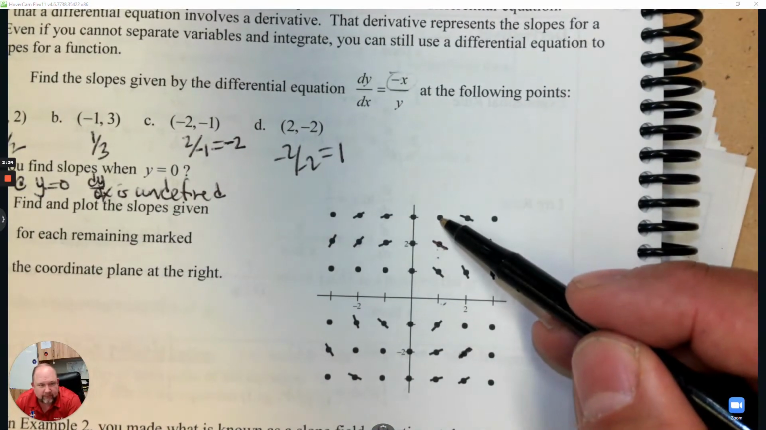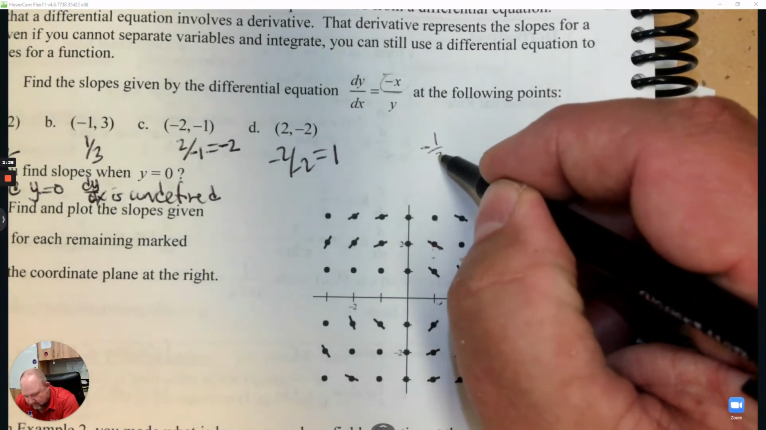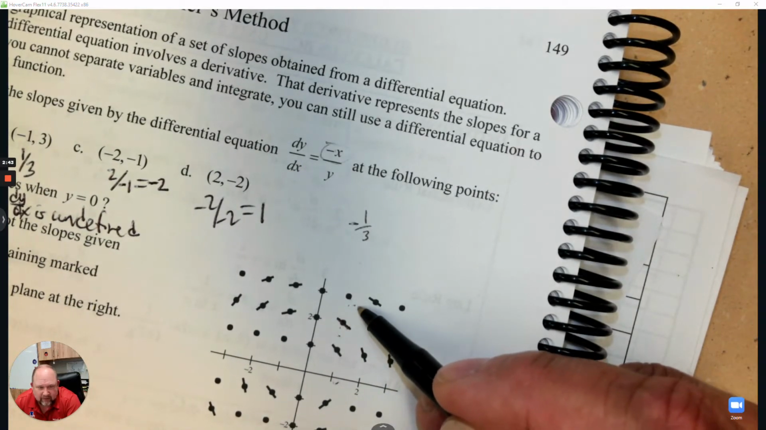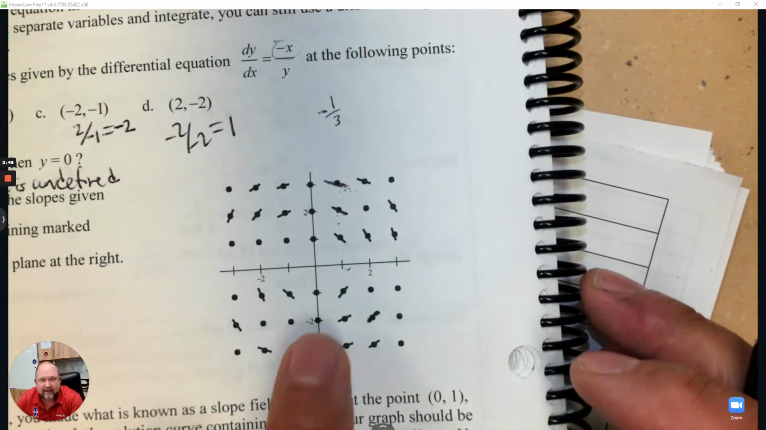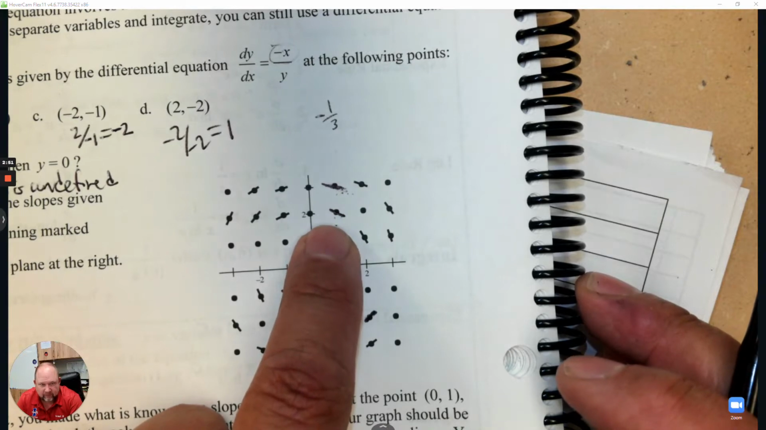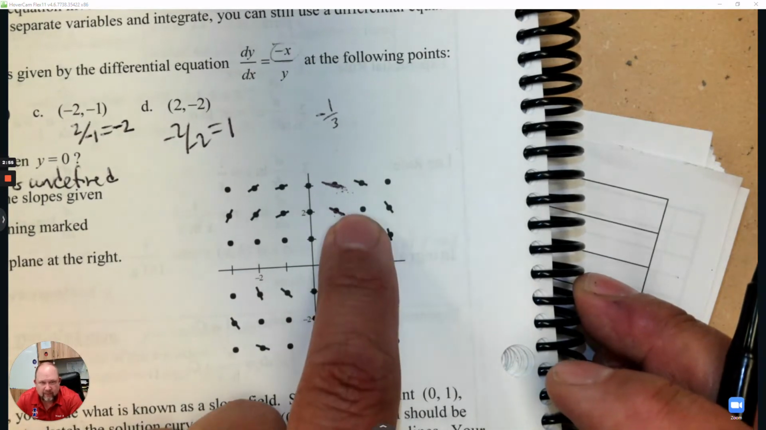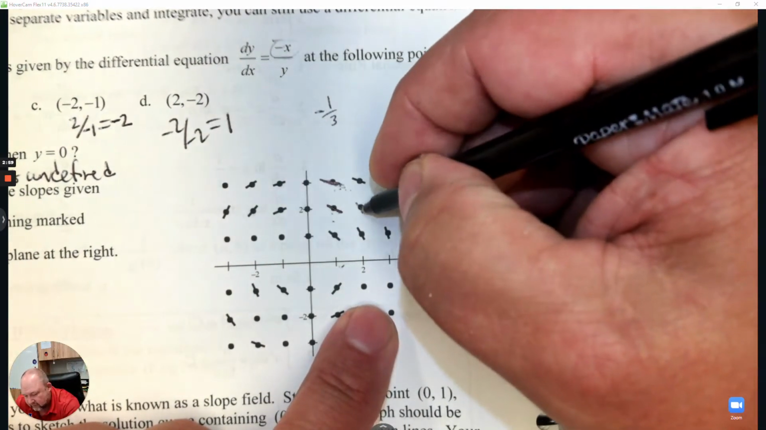Here, it would be negative 1 over 3. And if you have to write it out, negative 1 over 3. So if I go down 1 and to the right 3, just want you to notice that it's going to be a little flatter at (1, 3) than at (1, 2). So it's a little comparative. Here we have (2, 2), so that would be negative 2 over 2, which is negative 1, so I draw a slope of negative 1.